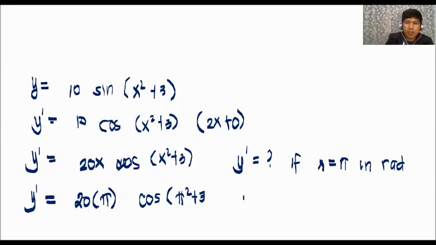So if we do this in our calculator, let us use the radians mode. Okay, so 20 pi cosine of pi squared plus 3. So the answer is 59.96. So this is our answer.